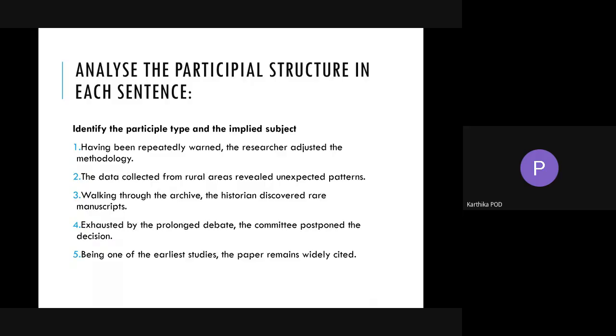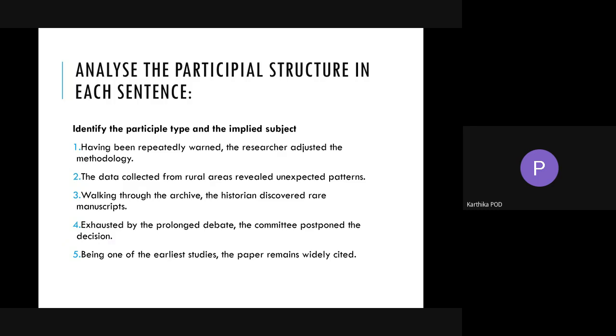Walking through the archive, the historian discovered rare manuscripts. What is the subject? Historian. And what's the participle type? Present.